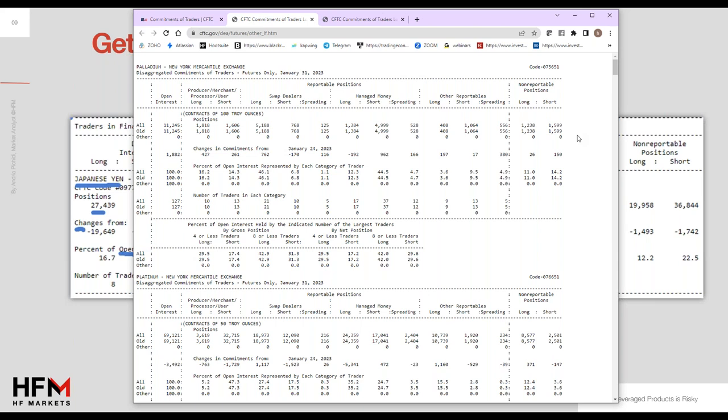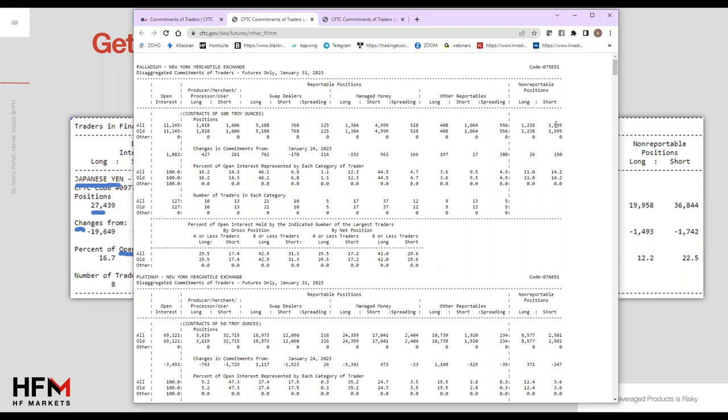This is meant to provide a clear picture to you of their actual positioning per group, and not a summary of it. For me, it's not necessary because I want to know the total, not what the swap traders are doing, what the managed money people are doing, what the producers are doing. I want to see it in total, but that's extra info, right?